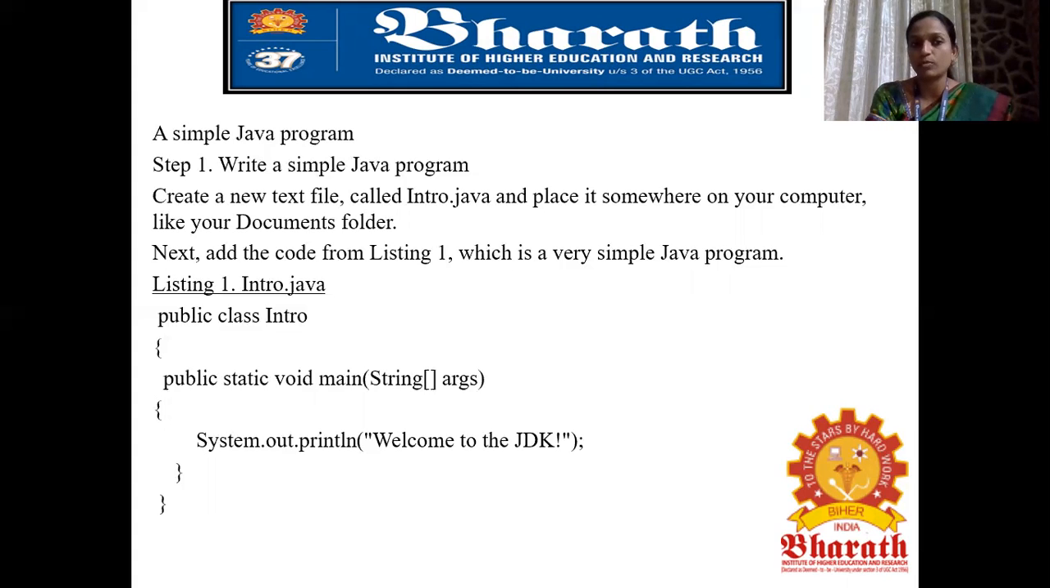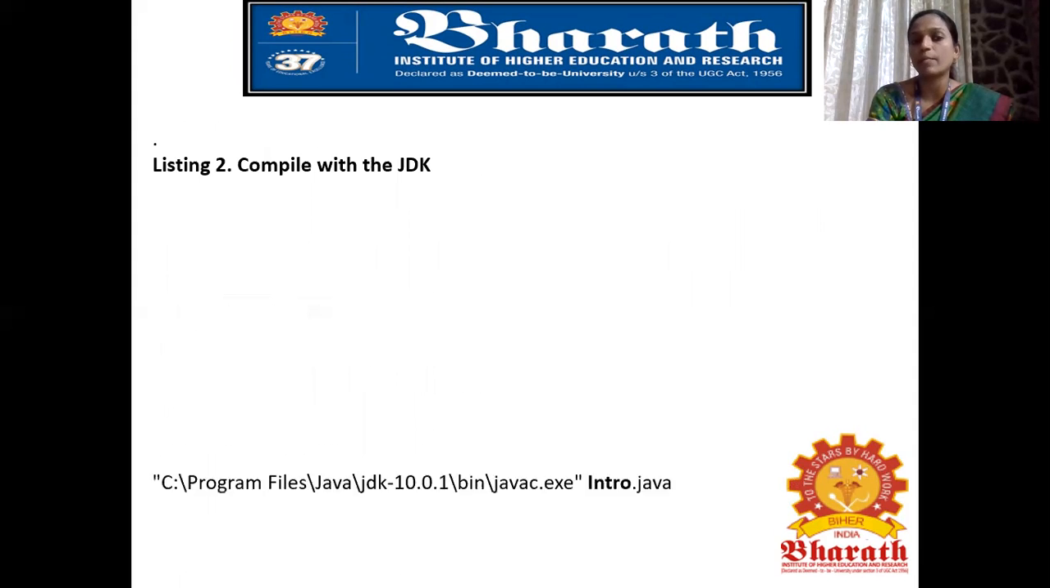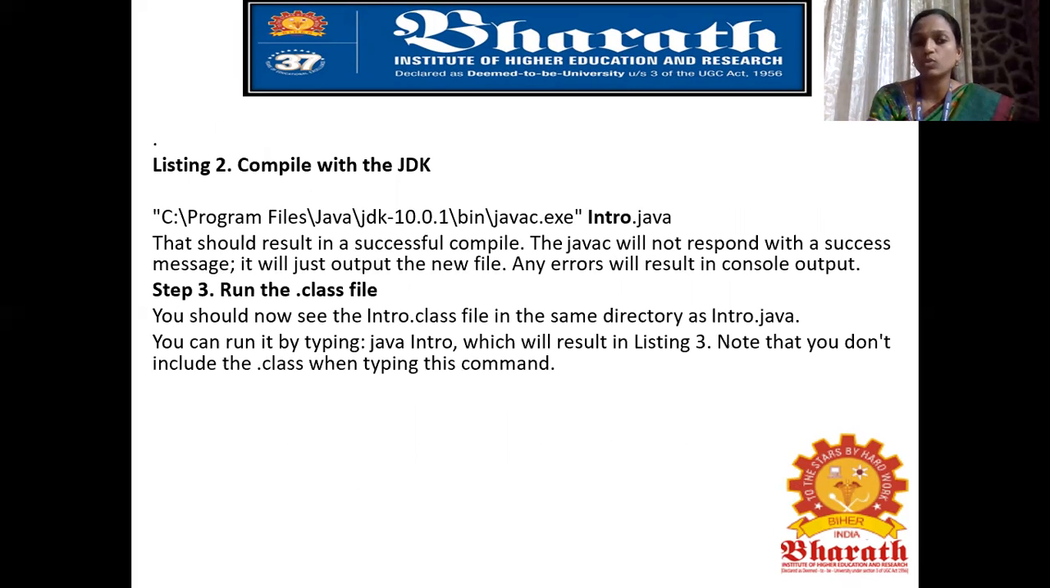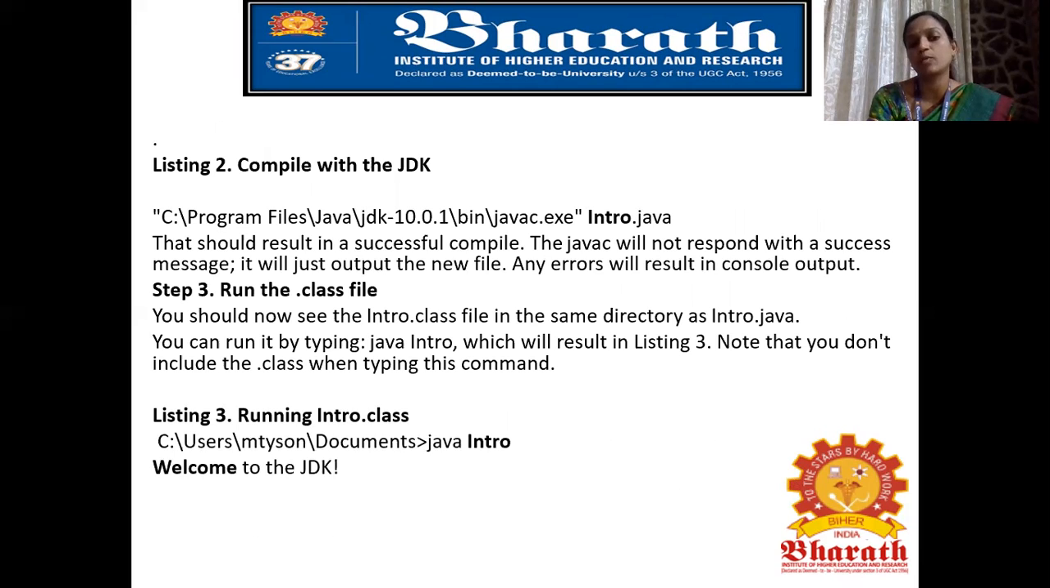That is step 1. Step 1, we have to open the notepad and type the program. Whatever the class name is, we have to save the file as classname.java. Next, in the second step, we have to set the path for compiling the program. So how can we set the path? Go to C, Program Files, Java, JDK 10.0.1. Here we have to compile the program.